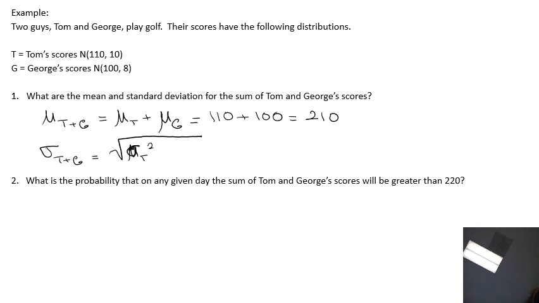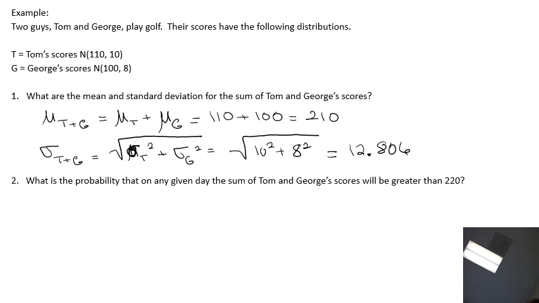of the standard deviation of Tom squared plus the standard deviation of George squared. So that'll be the square root of 10 squared plus 8 squared. So that's the square root of 164, which is 12.806.